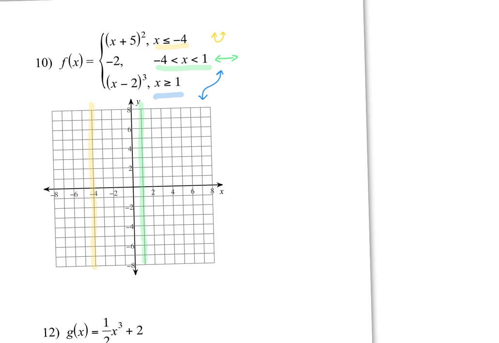Now I just need to figure out where this happens, okay? Think about your shifting. Let's go to the parabola first, all right? My vertex for my parabola is going to shift. Normally it would be right here at 0, 0, but I have a plus 5 on the inside. So where is it going to shift? Well, inside it's going to go left because it's opposite. So I'm going to go left all the way to 5. This is where my vertex for that parabola is going to be.